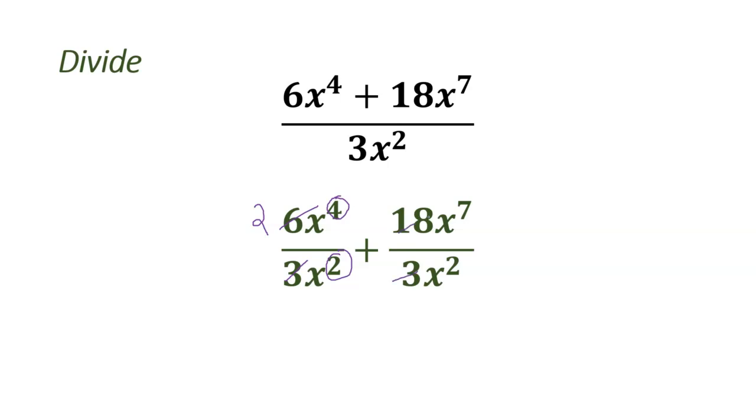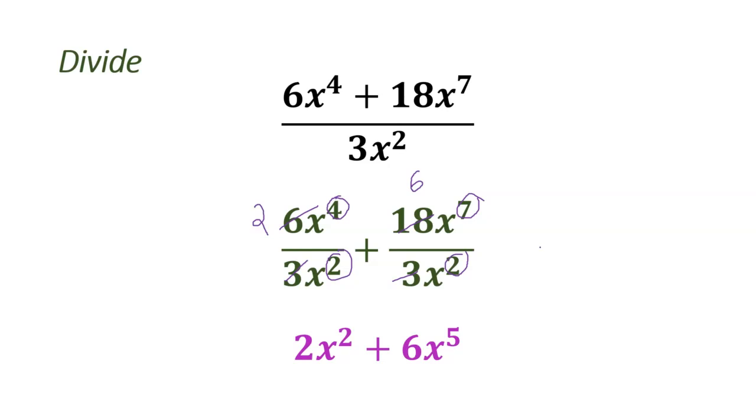Similarly, reducing 3 and 18. 3 directly goes into 18 6 times. Once again, 7 is higher than 2. And therefore, subtracting 7 minus 2, you will get x to the power 5 in your numerator. The final answer will be 2x to the 2 plus 6x to the 5. Now you can see that the terms are unlike, meaning the variable or the exponents don't match. We cannot combine the like terms. This is going to be our final answer, 2x squared plus 6x to the 5.